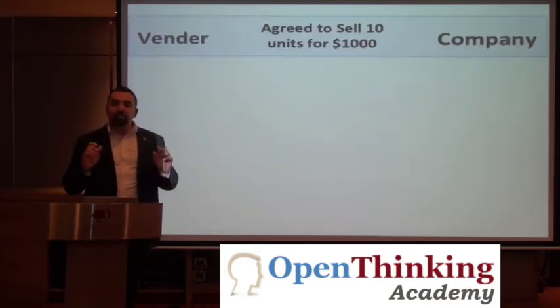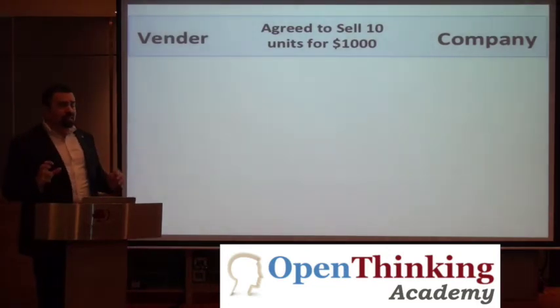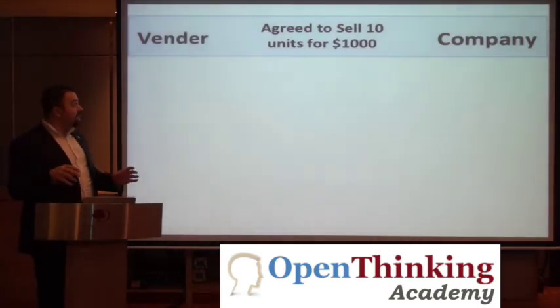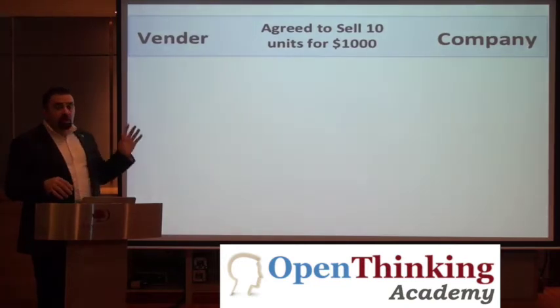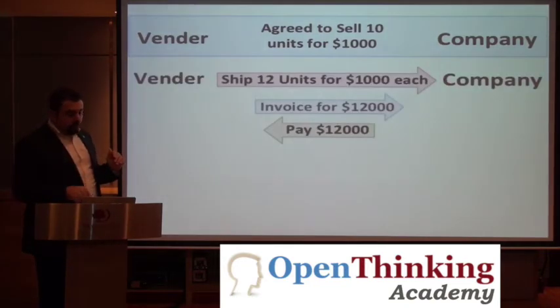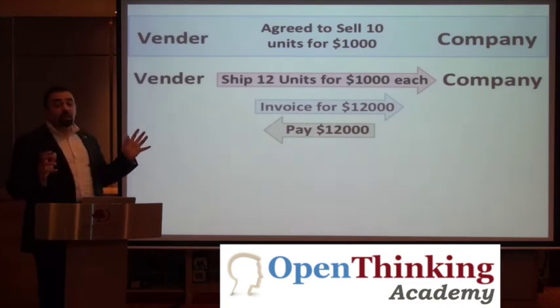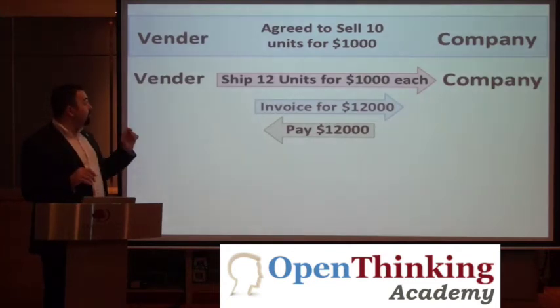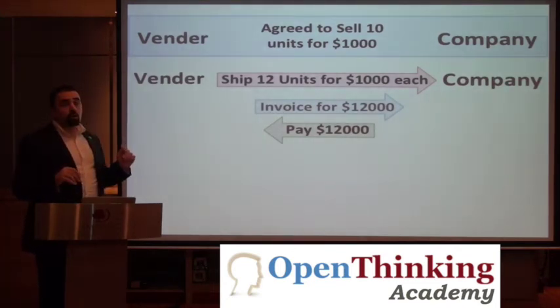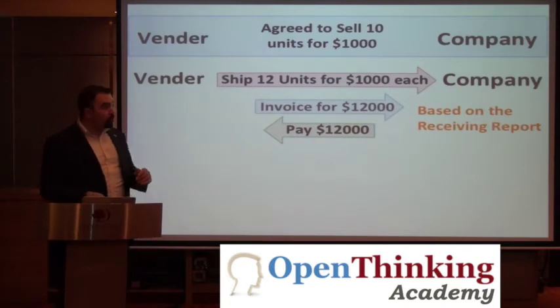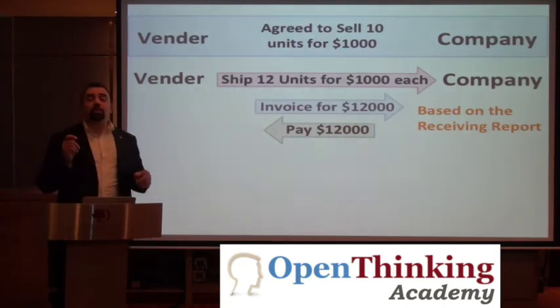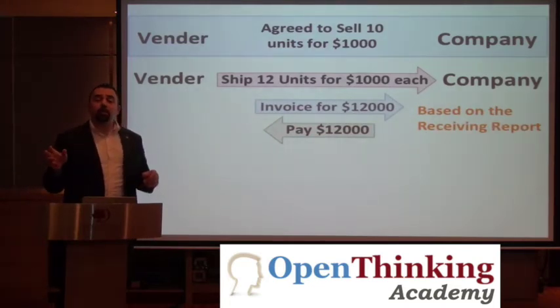So let's discuss a simple internal control. Let's say that your organization signed an agreement with the vendor to provide 10 units and each unit will cost 1,000. Now the vendor was trying to trick you. So what they did, they sent 12 units and each one is costing 1,000 and sent you an invoice for 12,000 and actually you paid. How did this happen?